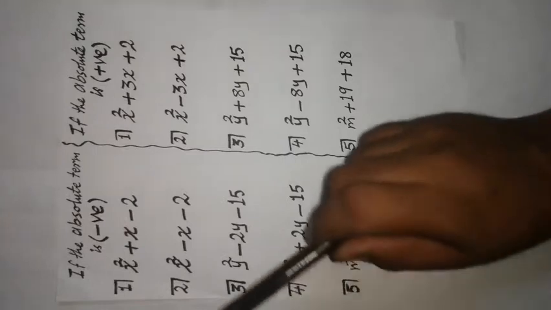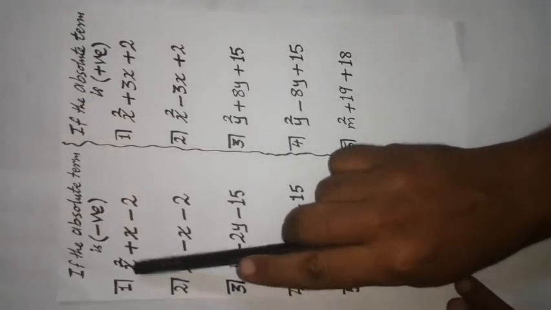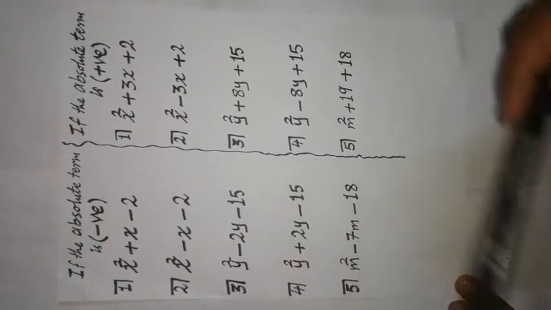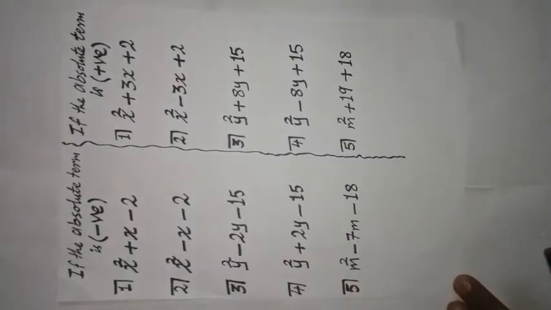Here is a short video to explain how to factorize a second degree equation. A second degree equation stands like this: x squared x number, y squared y number, m squared m number, d squared d number, and so on.